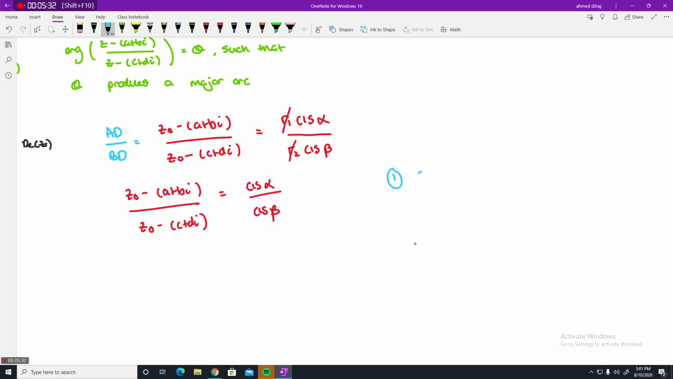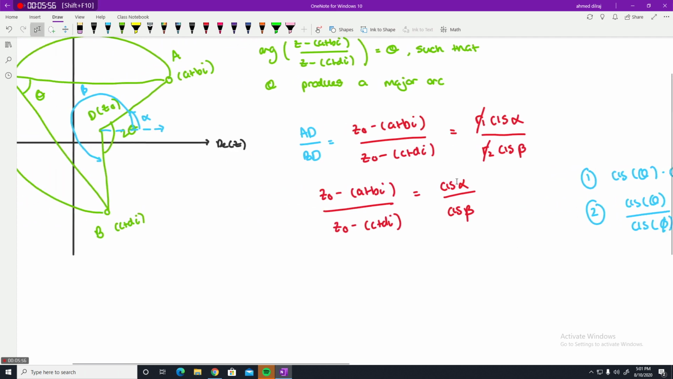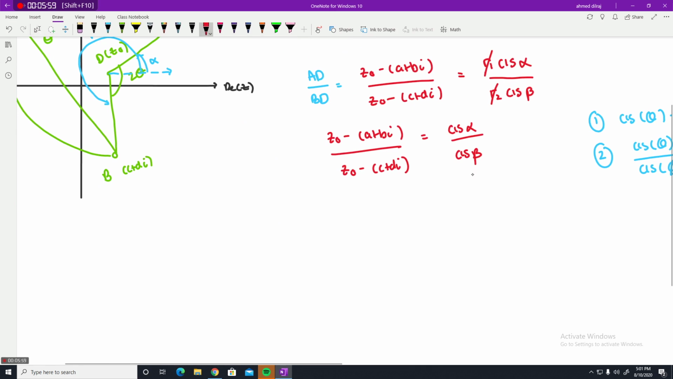So the first property everyone knows is that cis of theta times cis of phi is equal to cis of theta plus phi. And number two is that cis of theta divided by cis of phi is equal to cis of theta minus phi. So in this case, we're going to use property number 2, and we're just going to simplify the right-hand side of this equation. We keep the left-hand side the same, and in this case, the right-hand side becomes cis of alpha minus beta.